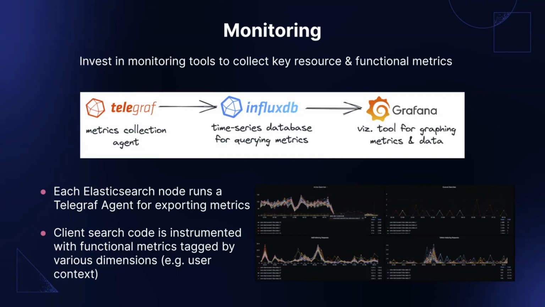And while the metrics exposed via the Elasticsearch APIs are great, they're pretty low level, and it's hard to distinguish between the various types of queries your application might generate. Perhaps some parts of your application might utilize heavy aggregations, while other ones are doing a lot of keyword-based searches. So I highly recommend that you instrument your client search code with various functional metrics, tagged by various dimensions, like for instance the user context. It just gives you a better glimpse into how your search queries are performing, allows you to drill down based on these dimensions, and gives you better visibility in your system overall.